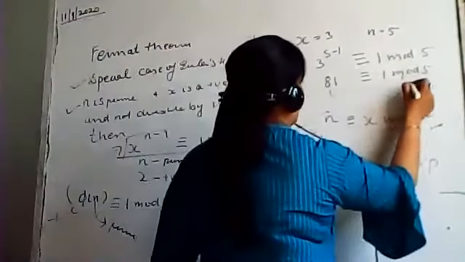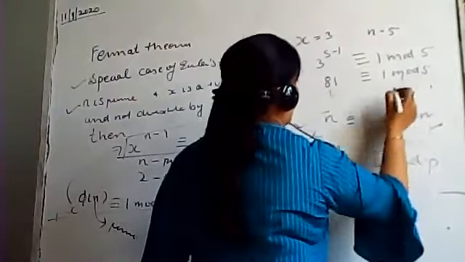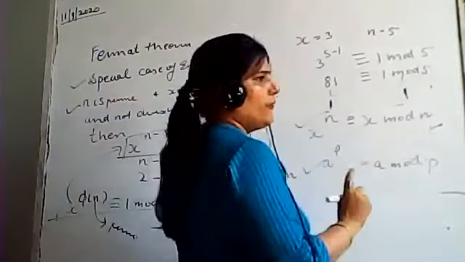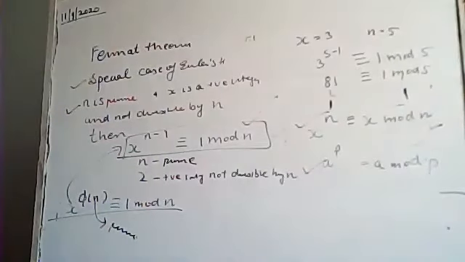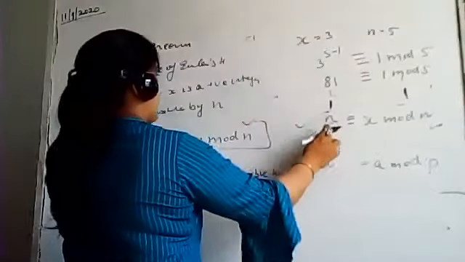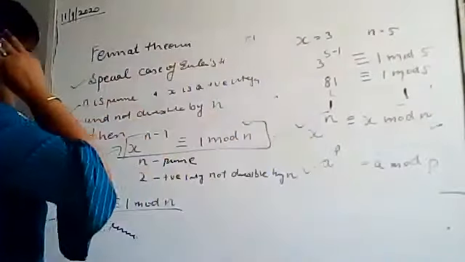On both sides, whatever answer you are getting, that is 1 over here and 1 over here. 1 mod 5 is 1. And 81 divided by 5 also leaves remainder 1. Clear? So this is how we can use this particular thing. Either you can represent this case like this, or you can represent it like this also.